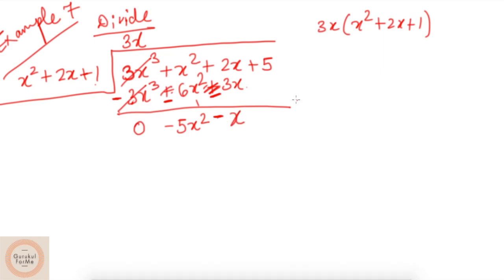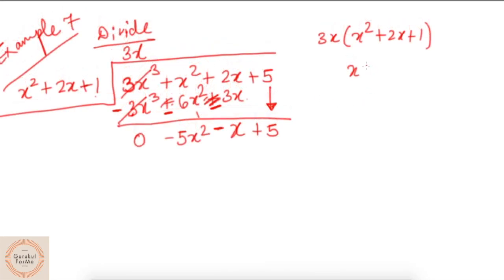Okay. Now what did we say? Once you found this out, just drop one term down. Plus 5. Now what you need is to multiply here with something so that you get minus 5x square, right? So you have x square plus 2x plus 1. You have to multiply with something so that you get the answer as minus 5x square as the first term.